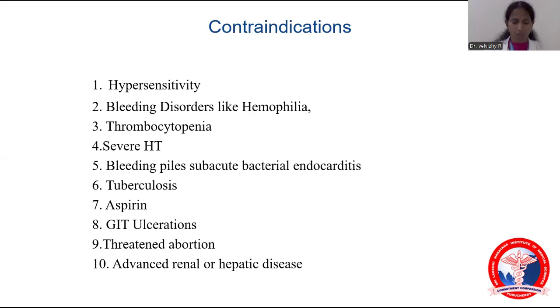Those conditions or patients who have chances to develop bleeding manifestations are contraindications to heparin, like hypersensitivity reaction, bleeding disorders like hemophilia, thrombocytopenia, severe hypertension. If the patient has subacute bacterial endocarditis, or tuberculosis, because of persistent cough they will have a chance of hemoptysis. Then aspirin: if the patient is taking aspirin, then you have to stop the aspirin. Also GI ulceration, threatened abortion, and advanced renal and hepatic failure.